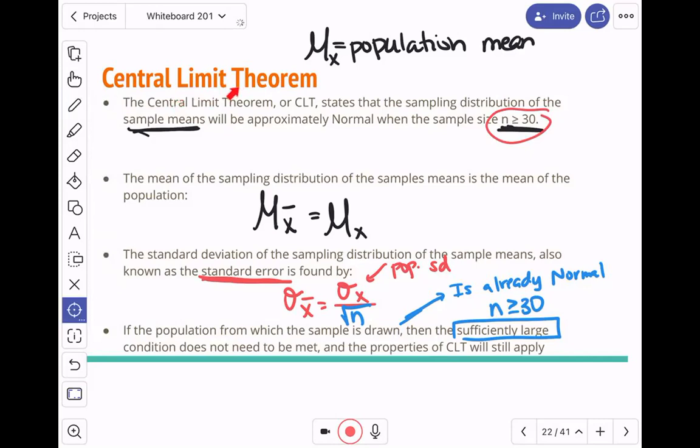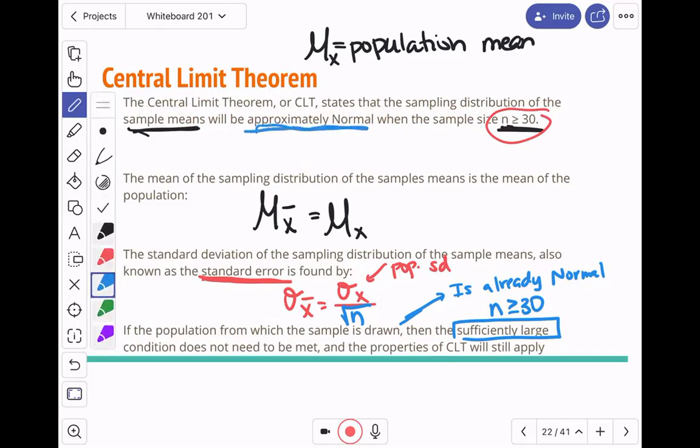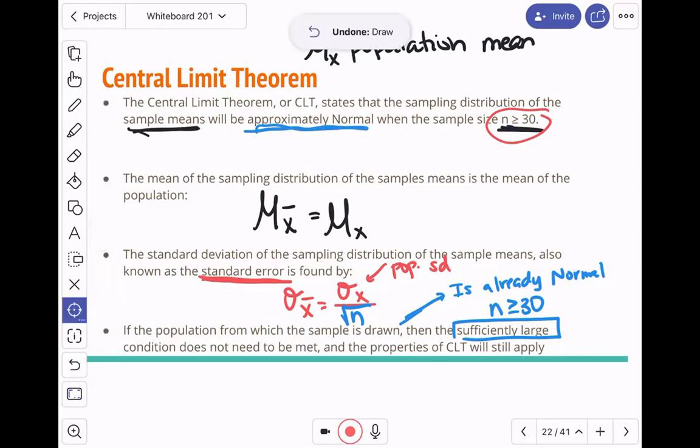The central limit theorem itself states that the sampling distribution of the sample means will be approximately, and here's the key thing, approximately normal. It won't be fully normal, but it will be very close to a normal shape. That only occurs when the sample size is greater than or equal to 30, and it has the following properties. The mean of the sample means is equal to the mean of the population. We calculated the mean of the population for the 4 employees, that was 4. We calculated the mean of the sample means, that was also 4. So the first property says that the mean of the sample means is equal to the mean of the population.